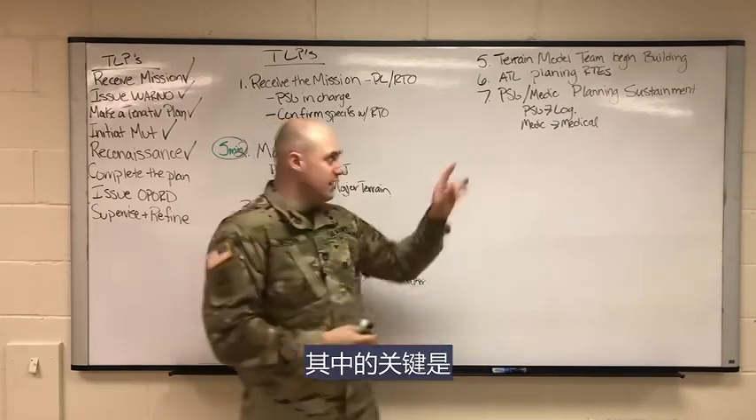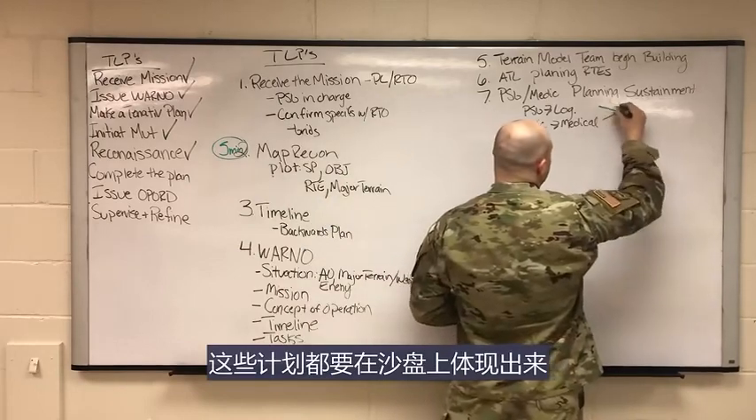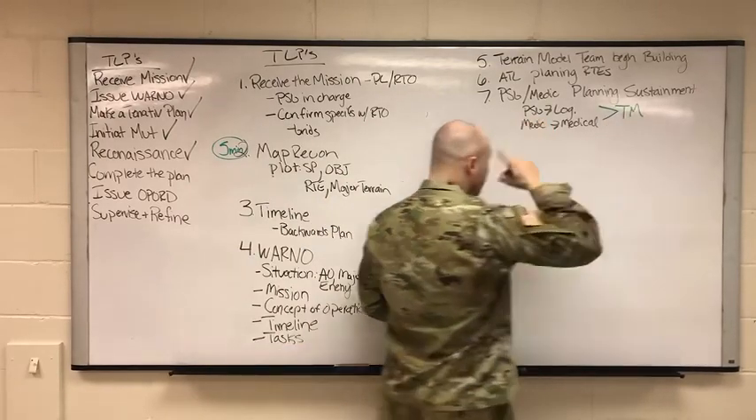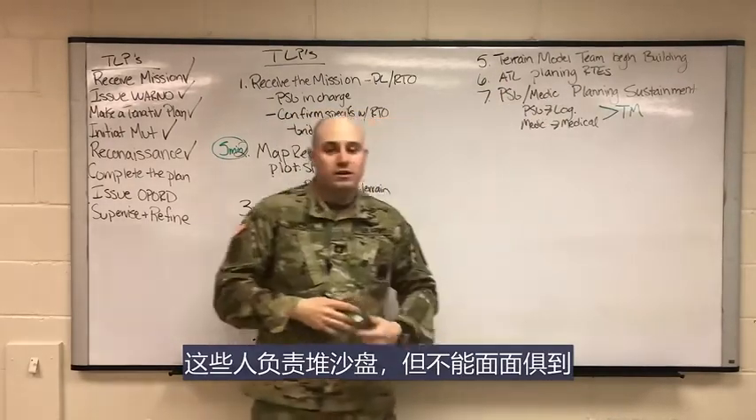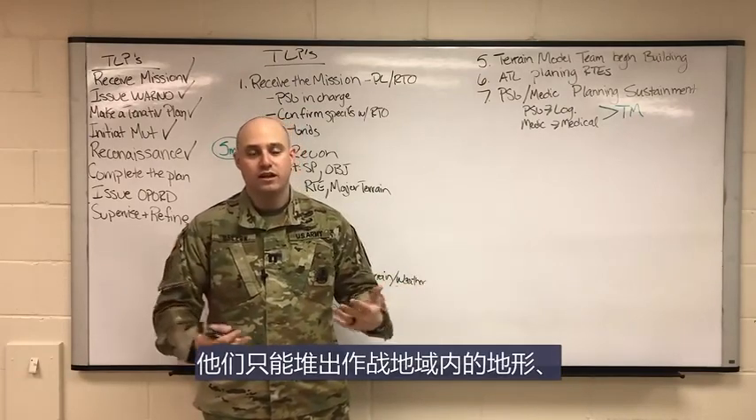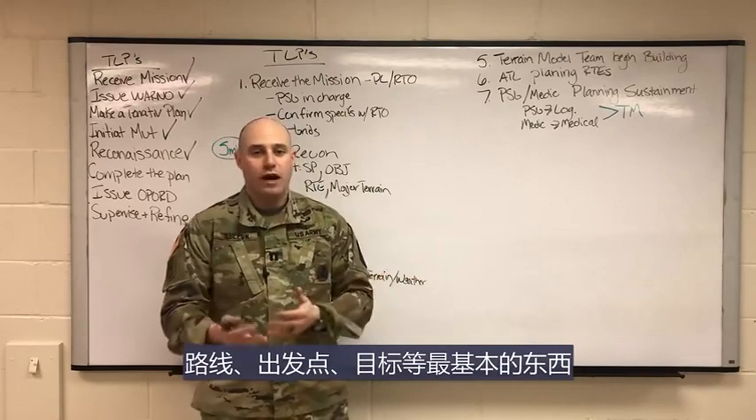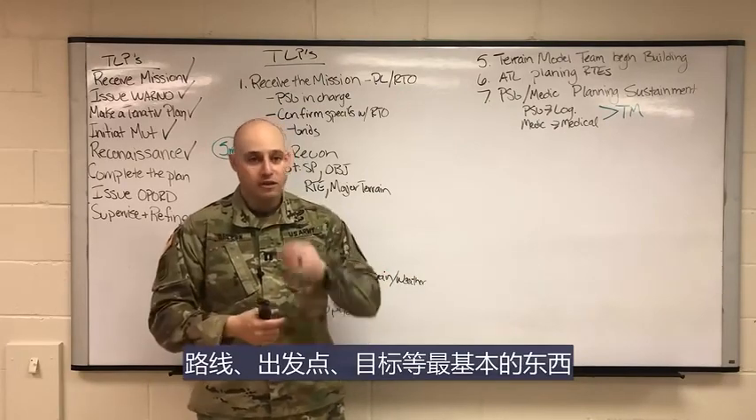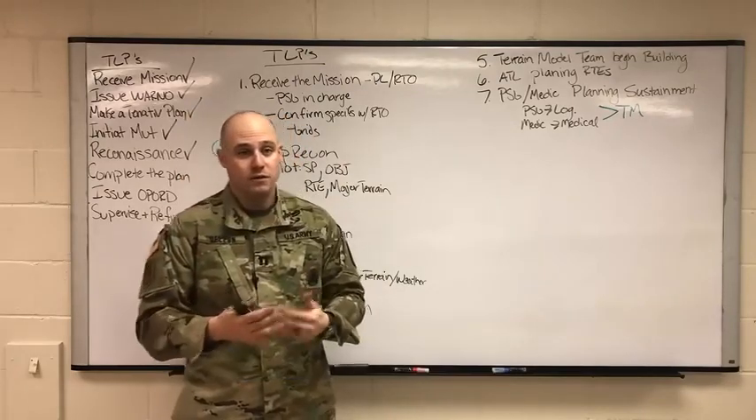The key thing these guys need to do is make sure that the sustainment picture is on the terrain model. All right? So again, these guys up here, they're building the terrain model, but they're kind of building the shell of a terrain model. They're building what it looks like. They're building in the terrain, and then they're going in and building routes, SP point, objective, some of the basic stuff. Everyone else needs to put in the specifics, okay?